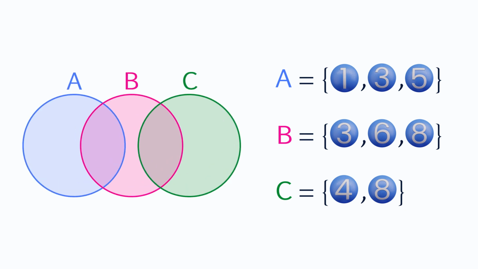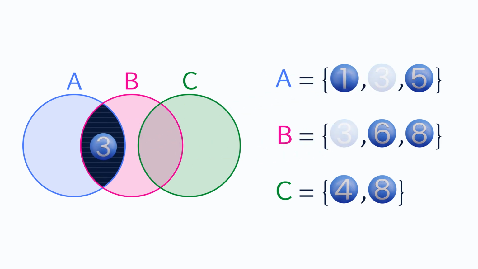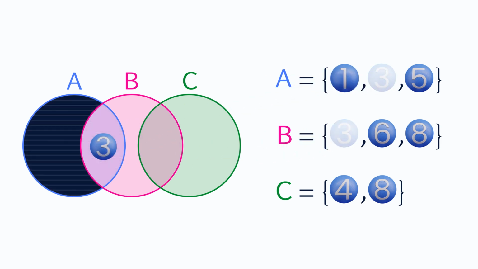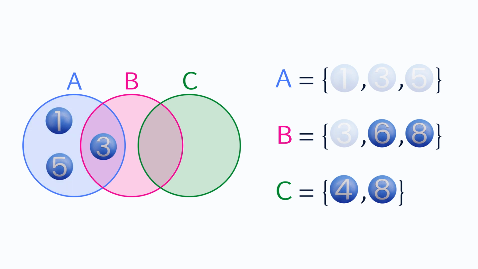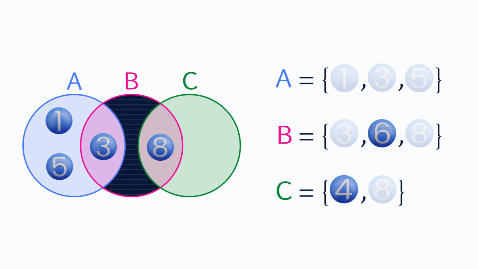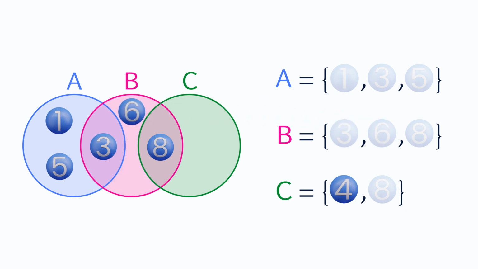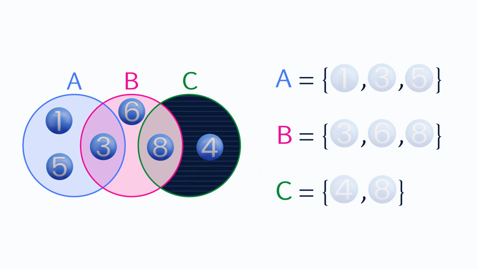Let's move the balls to where they belong. The ball that's shared between sets A and B needs to be located here. The remaining elements of set A are located here. The ball that's shared by sets B and C needs to be located here. The remaining elements of set B will have to go here. And now you can place the last remaining element of set C here.